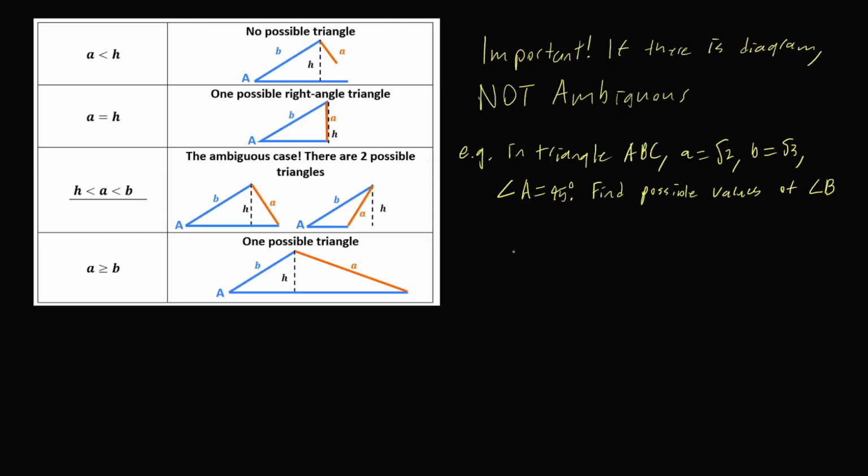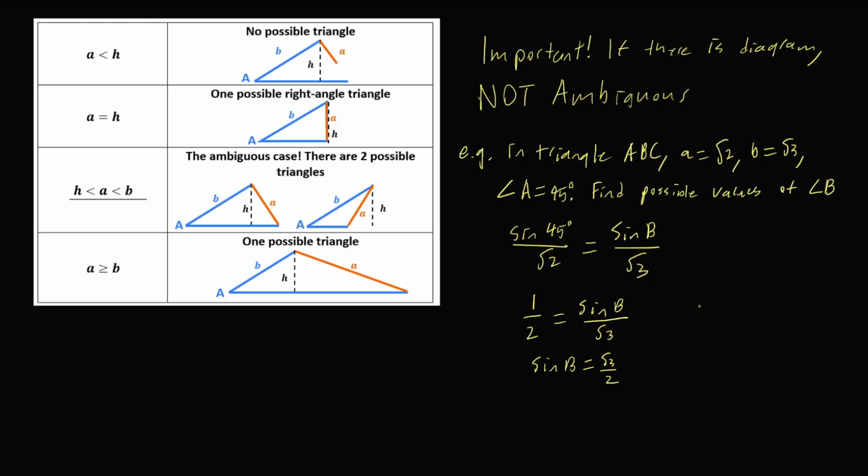And again, when you solve these kinds of problems, it actually comes pretty naturally. This will be sine 45 degrees divided by square root of 2 is equal to sine B over square root of 3. And once you solve this, sine 45 is 1 over square root of 2. So if you divide that by square root of 2, that would be 1/2. It's equal to sine B over square root of 3. Which means sine B is equal to square root of 3 over 2.